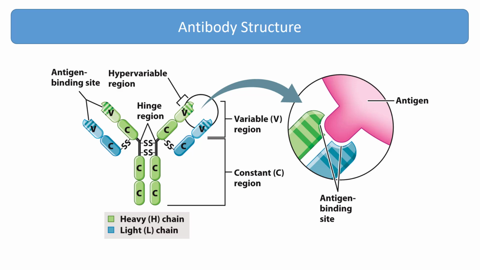The light and heavy chains are further subdivided into variable and constant regions. Within the variable region of the L and H chains are regions that are even more variable, called hypervariable regions. Together, these hypervariable regions interact in a specific manner with a portion of the antigen called the epitope. Each of the billions of different antibodies has a distinct set of hypervariable regions that recognizes a unique epitope.